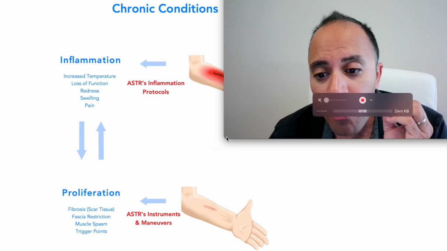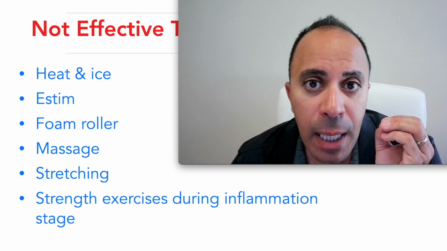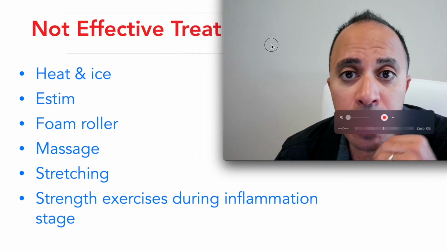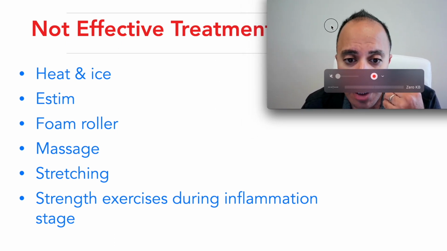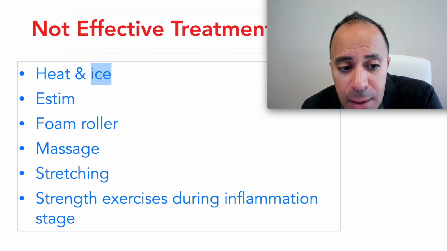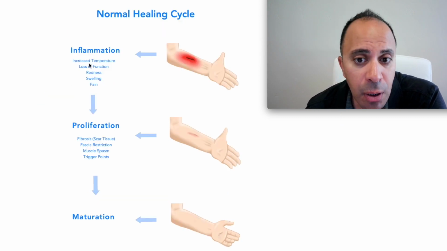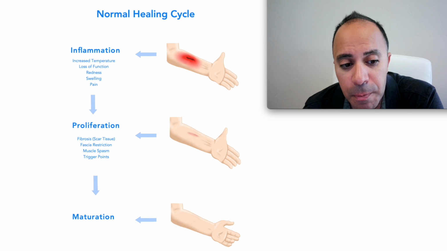Before I go over the treatment, I will go over what is currently being used that actually does not work on addressing the root cause of the problem, so you don't have to waste your time on it. What I have learned in school is that we use ice, and that's a temporary decrease in the inflammation, but it does not do much for the proliferation stage and really get to the root cause of the inflammation.